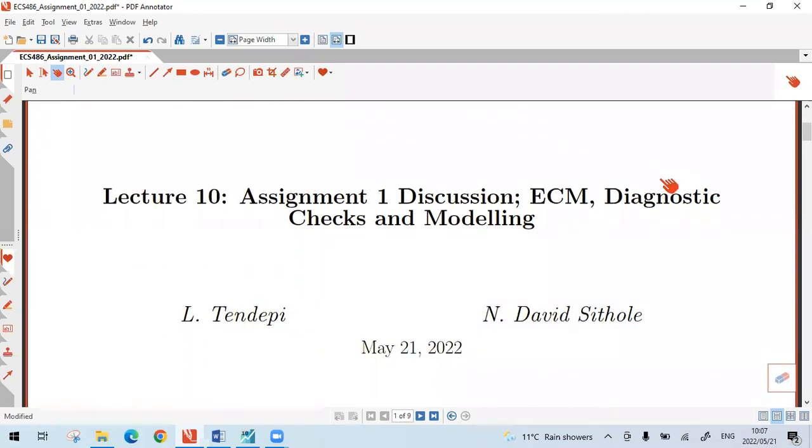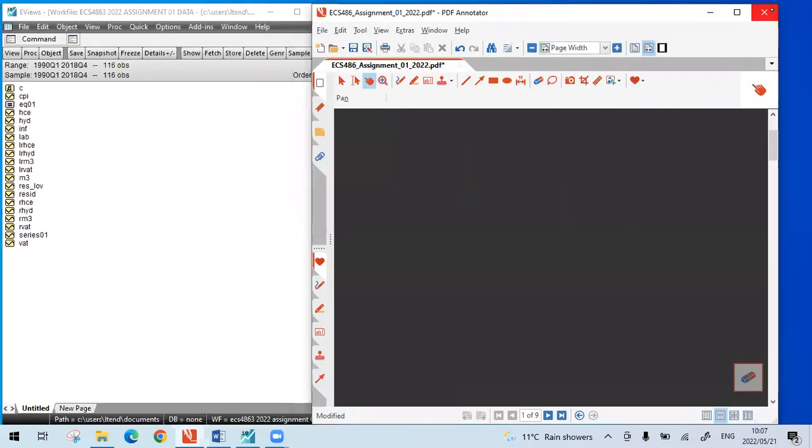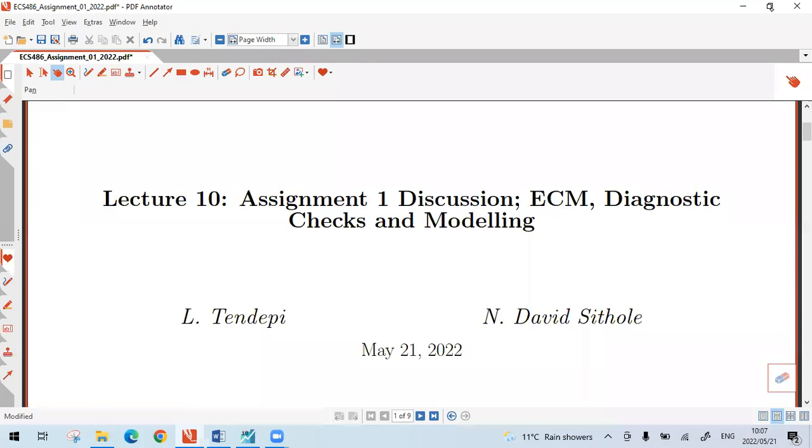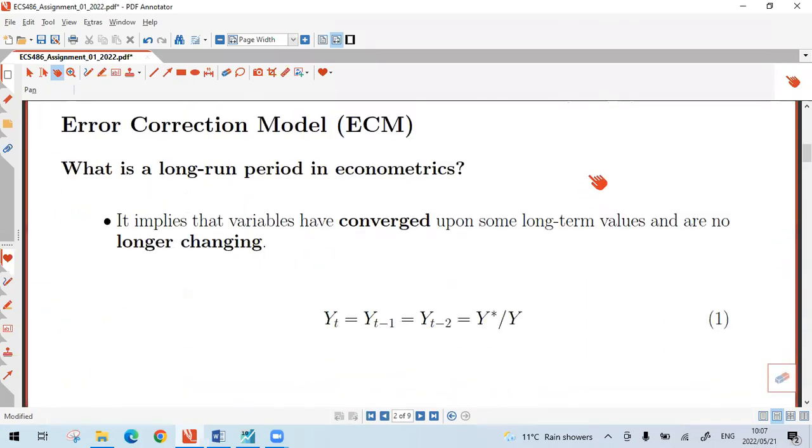This is what we want to look at today. Today we want to look at ECM, diagnostic checks and modeling, and we'll be done with this. So thank you so much for joining me.